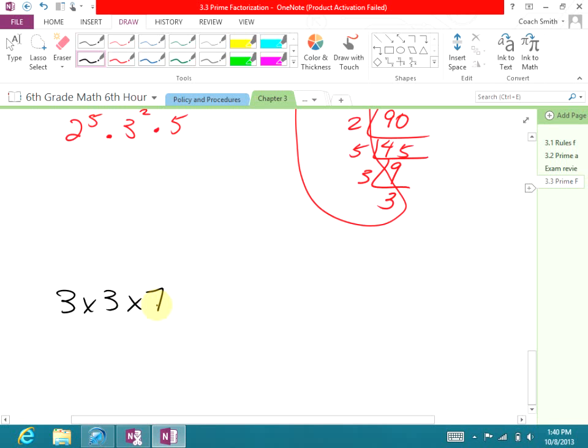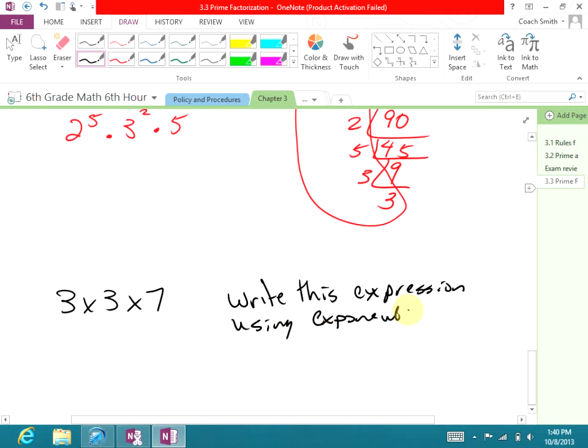Now, next. Three times 7. I want to write this expression using exponents. So how would I write that using exponents, Trinity? Times, 3 to the 2nd times 7. That's your answer. That's how you write using exponents.